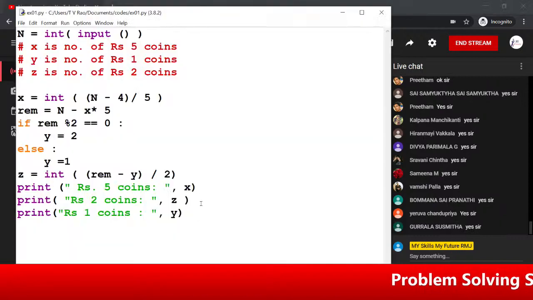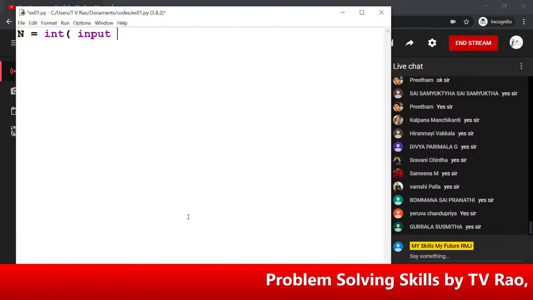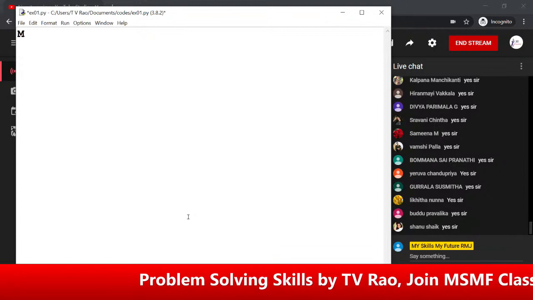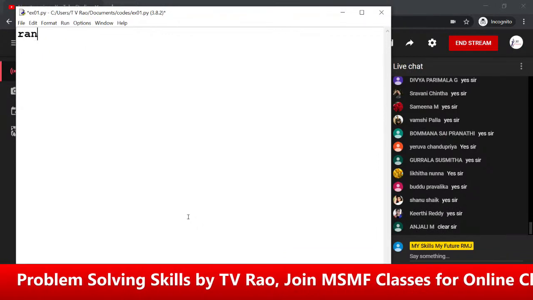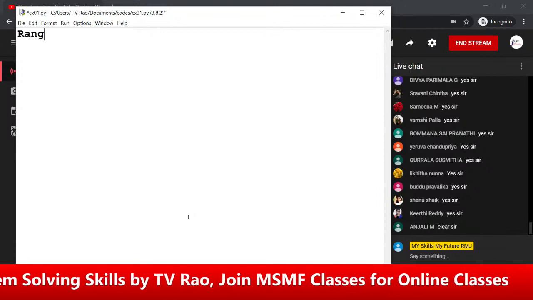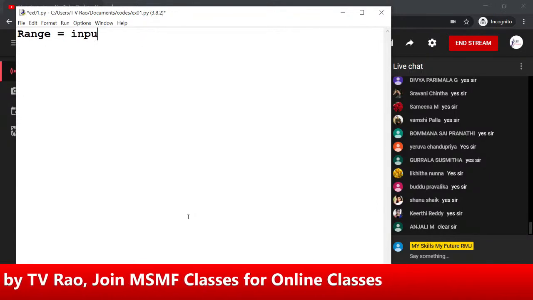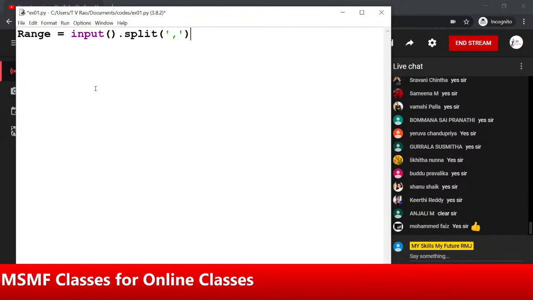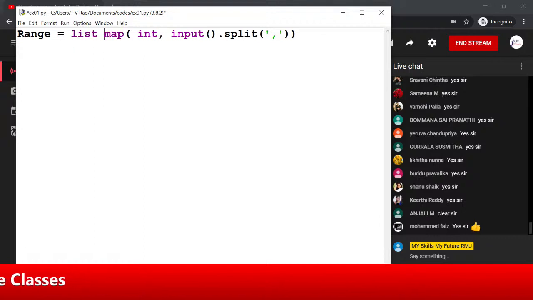in Python. Read two numbers, M and N. Let us call that range. I use capital R for it, since range is a system word. I need comma separated values to split them at comma, because they are strings. You map them into integers and then convert this to list.